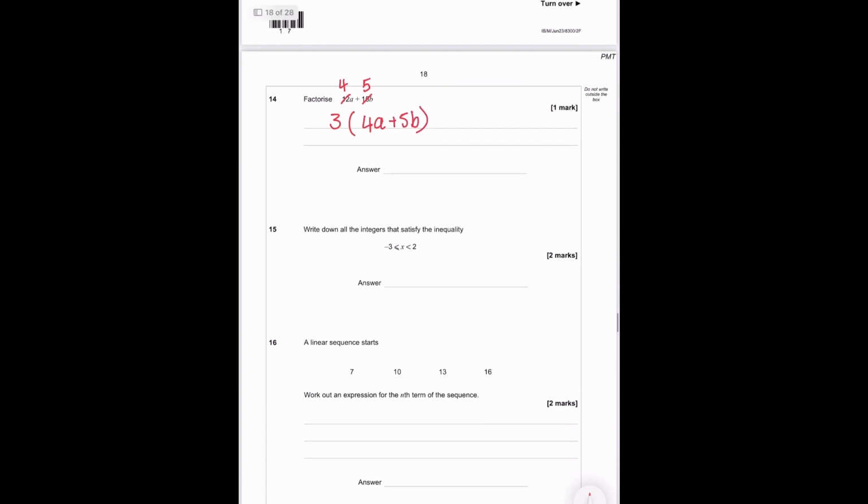Write down all the integers that satisfy the inequality. Minus 3 is equal or less than x, and x is less than 2. So we have minus 3, minus 2, minus 1, 0, 1. There's no equals on there, so it can't be 2.